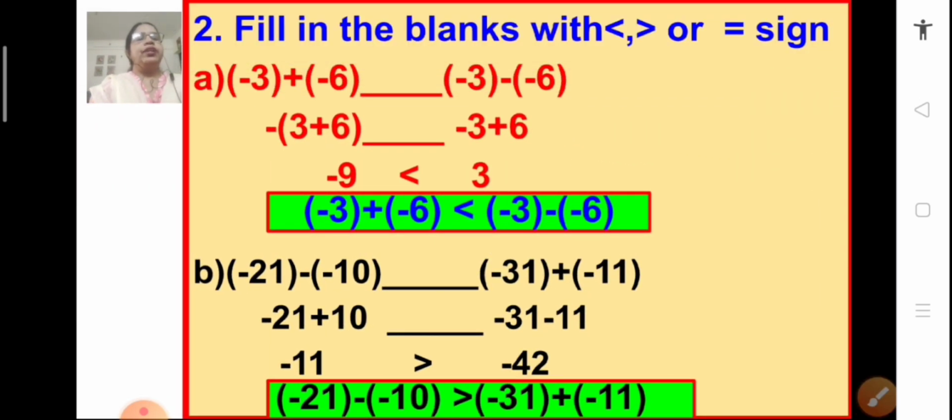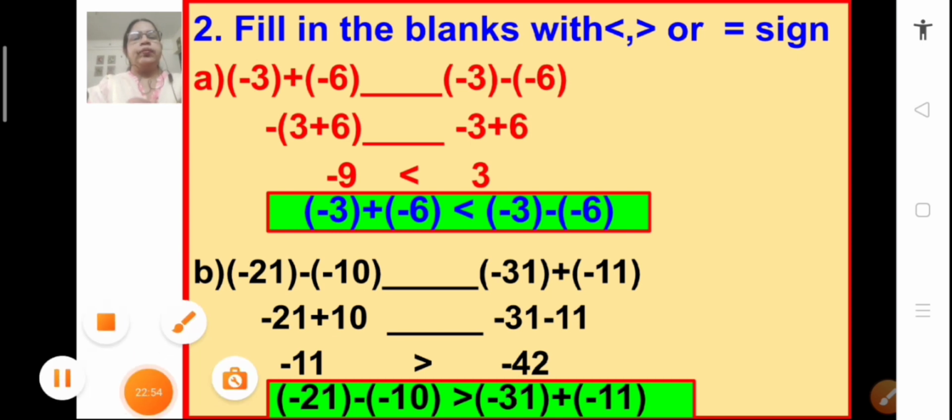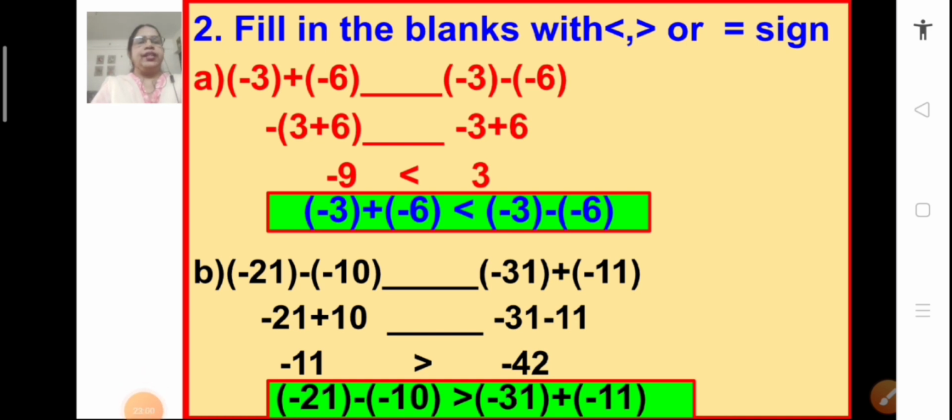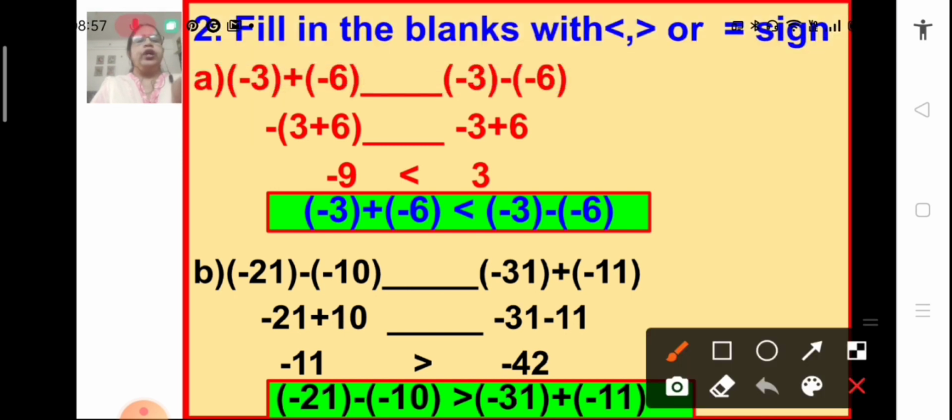Now fill in the blanks with bigger than, lesser than or is equal to sign. So we have to solve both the sums on the left side and the right side and compare the answers. On the left side we have negative 3 plus negative 6. So it becomes negative 3 plus negative 6 becomes negative 9. And here, negative 3 minus negative 6, the negative becomes positive. So it is negative 3 plus 6 and it becomes 3.